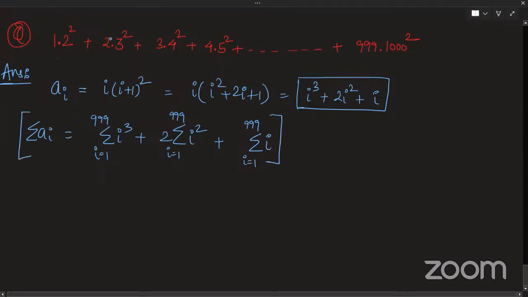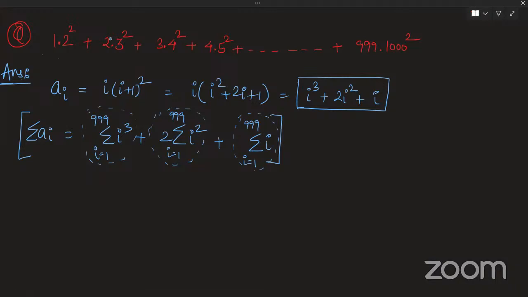Okay, you can do it, right? Yes, this we also know. First, the sum of the first n cubes, then we know the sum of the first n squares, then we know the sum of the first n natural numbers. Easy.